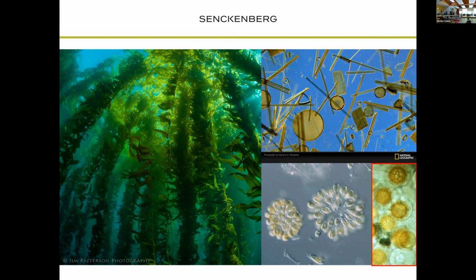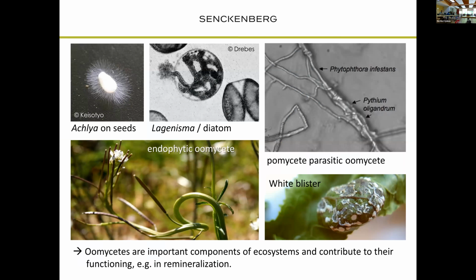Within the Stramenopila, we have lots of different organisms. The best known are probably the brown algae that can form the kelp forests, but the diatoms and chrysophytes also belong to this group. And in the bottom right, we have the Oomycetes, which have those nice oospores forming in the more advanced groups.